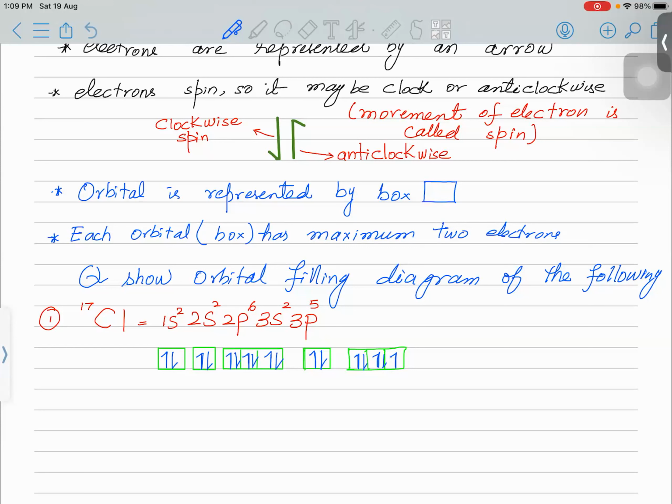Sir, why did you not put a pair in the last box? Because we have only 5 electrons, right?